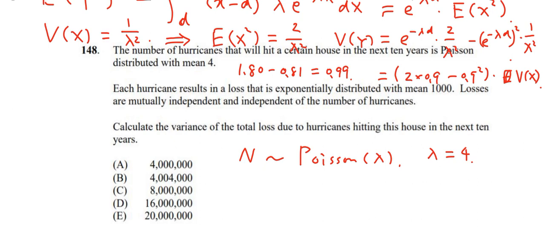And the loss L follows an exponential distribution with parameter, let's say, mu, and the mean is 1,000. So 1 over mu equals 1,000.